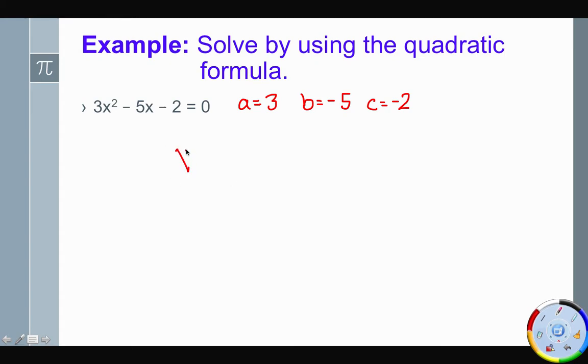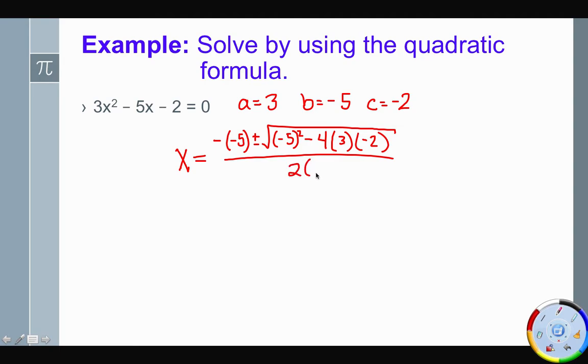Then x is equal to the opposite of b plus or minus. That plus or minus means it's this thing plus the radical and this thing minus the radical, so I have two answers. And I have the square root of b squared, negative 5 squared, minus 4 times a times c, all over 2 times a. Then we need to simplify all of this stuff down.